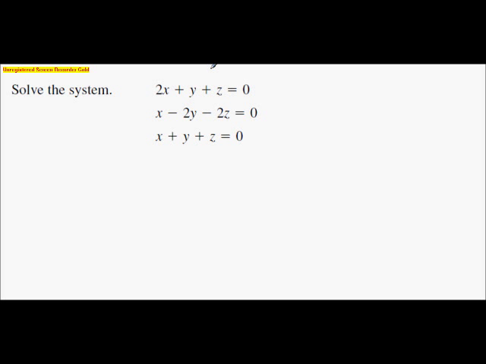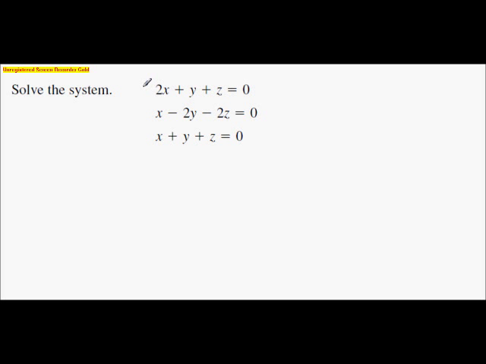We've already had one problem where we had one solution, and one where we had no solution. And this last one, as you can probably guess, is going to have infinitely many solutions. The way you write the answer to this last problem is kind of different, so let's take a look at it and work through it.